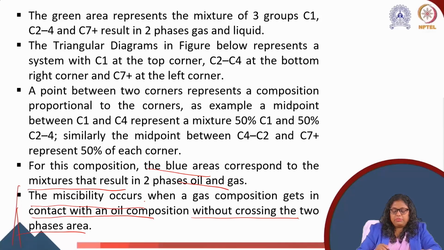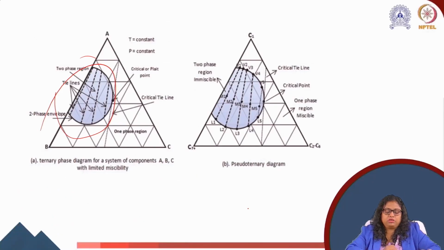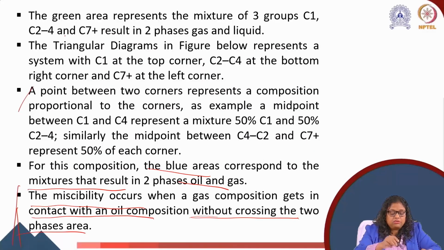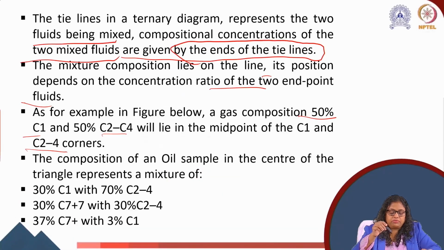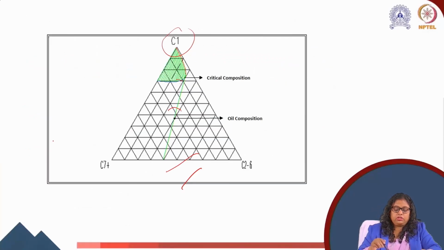So where does the miscibility occur? When your gas composition gets in contact with the oil composition without crossing your two-phase area. So this is the one we are talking about. We have the green line, which, for example, represents your gas composition of 50% C1 and 50% C2 to C4, and will lie at the midpoint between the C1 and C2 to C4 corners.